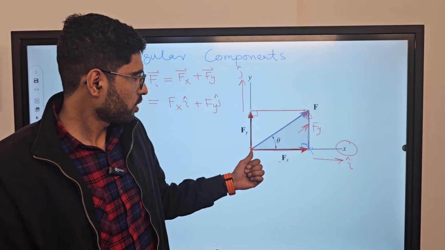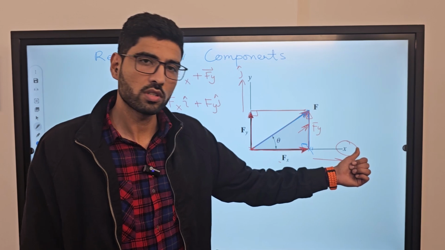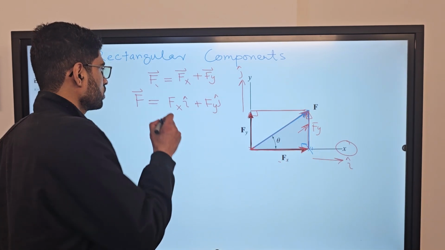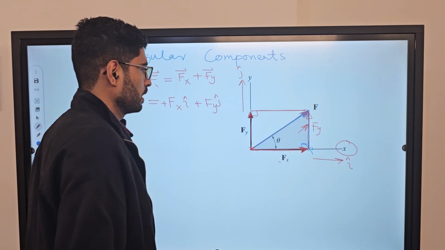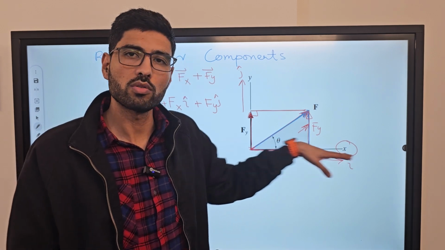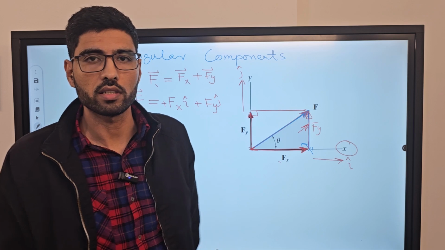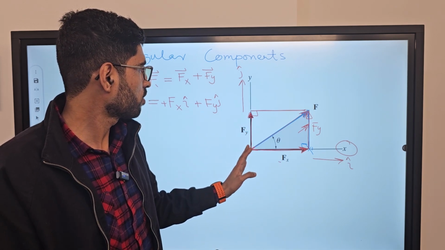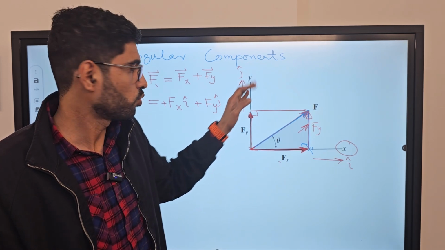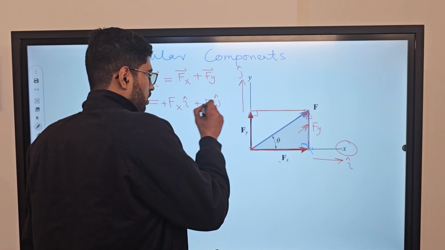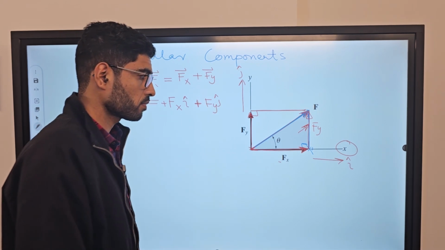So if this f of x component is acting along the positive x, then we say that this is positive f of x I. This f of x is acting in the positive x direction, which means that this f of x is acting in the positive I direction. And similarly, if this f of y is acting in the positive y direction, we say that this f of y is acting in the positive j direction.